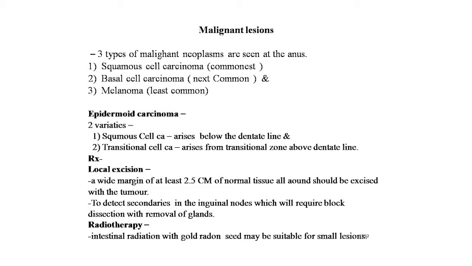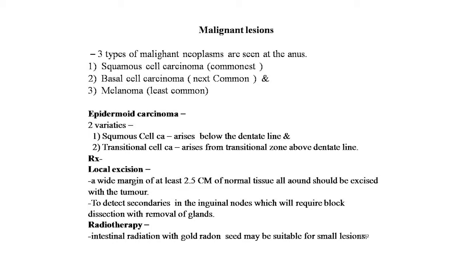This is reserved for small and well differentiated tumors which have not invaded the muscular layers. Wide margins of at least 2.5 cm of normal tissue all around should be excised with the tumor. Close follow-up is performed to exclude recurrence and to detect secondaries in the inguinal nodes, which will require block dissection with removal of glands. Now the radiotherapy: interstitial radiation with gold radon seeds may be suitable for small lesions.